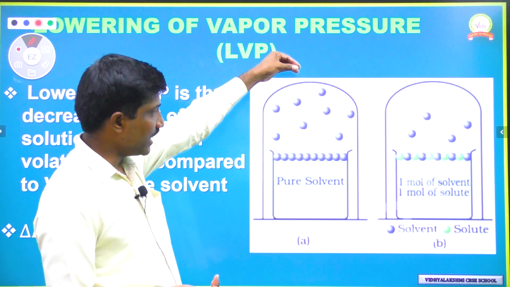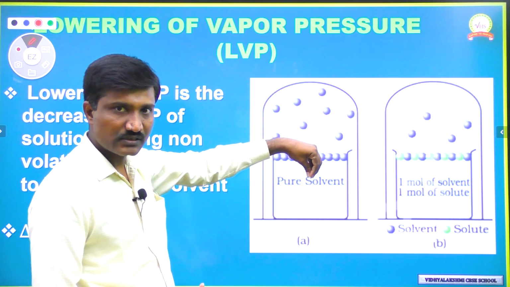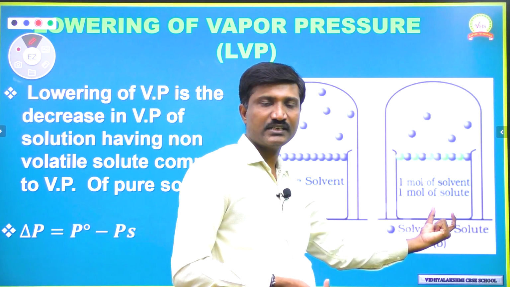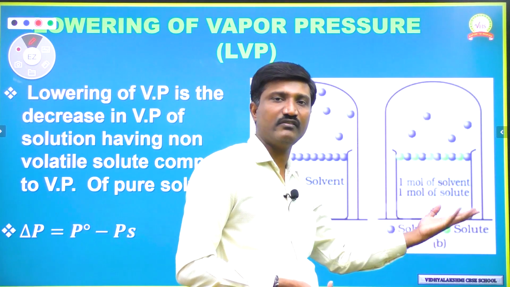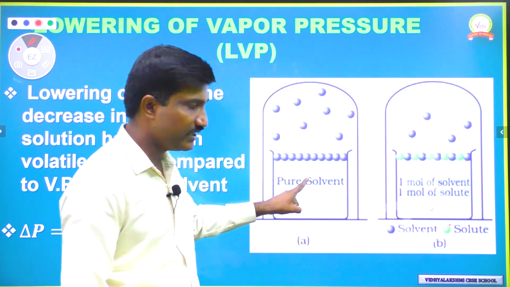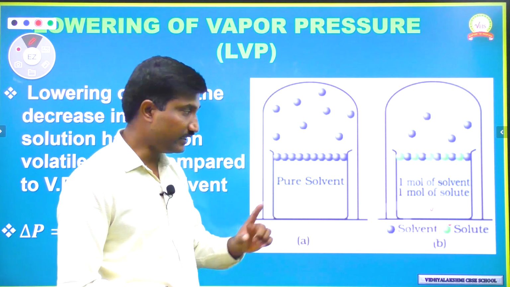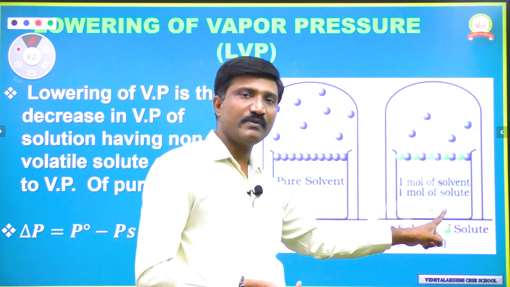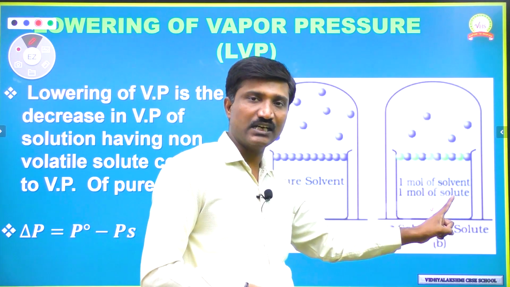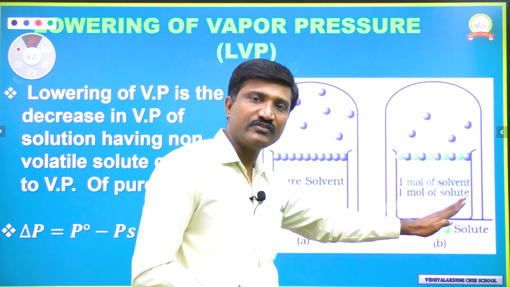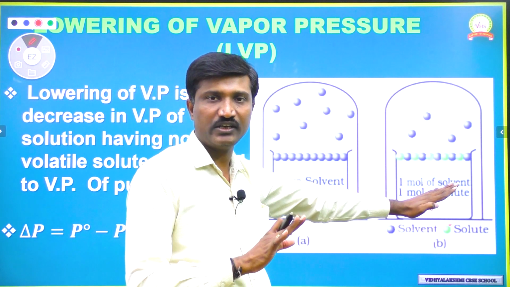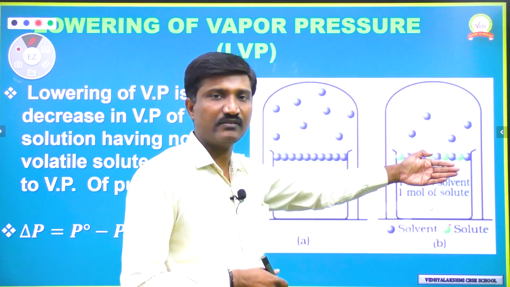When we add non-volatile solute to this pure solvent, we get a solution, because addition of solute to the solvent gives a solution. So this is a solution and this one is the pure solvent. This is in the liquid state, and this one is also in the liquid state. But in the solution, solute and solvent are both present. Which one shows vaporization? Only the solvent. The solute does not show any vaporization because it is non-volatile.